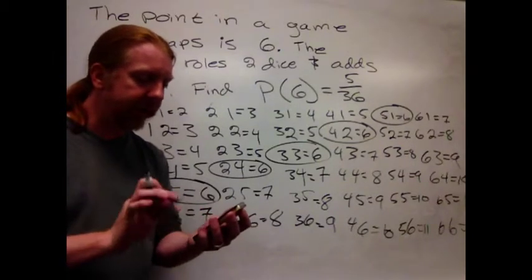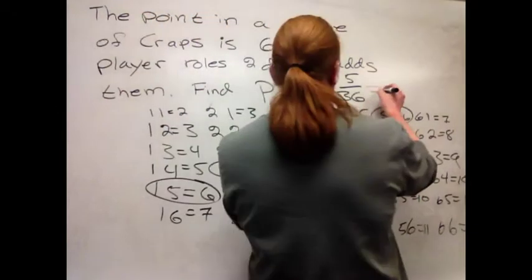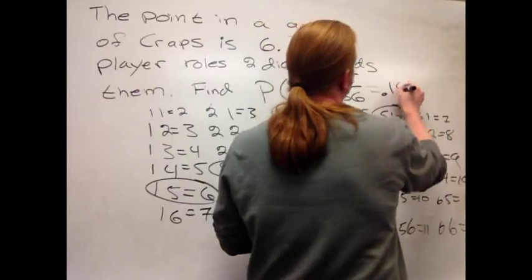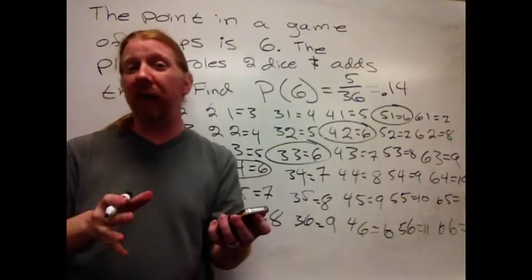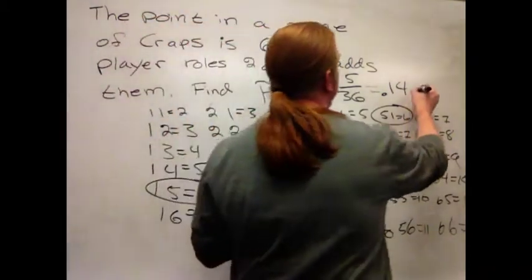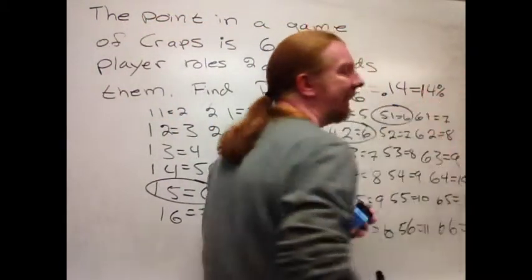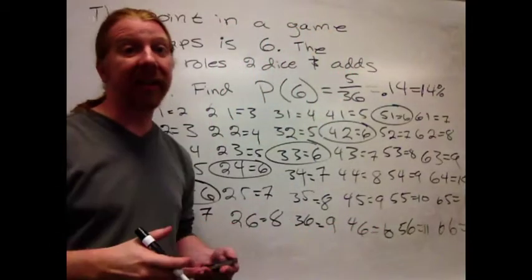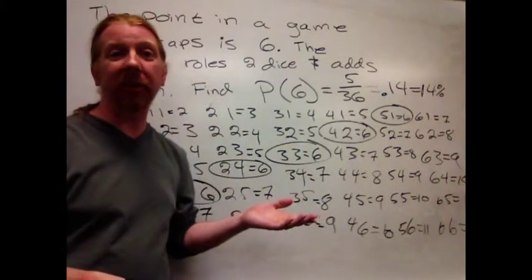So we'll break out the calculator. 5 divided by 36 puts me at 0.14. It's actually 0.138 repeating, but we're going to round it to the nearest hundredth and get an answer of 14%. Not exactly great odds when you think about it. That's just between 10 and 20% of the time.